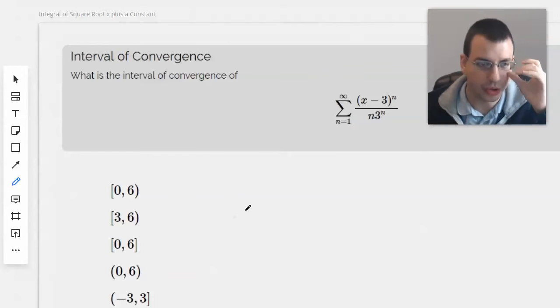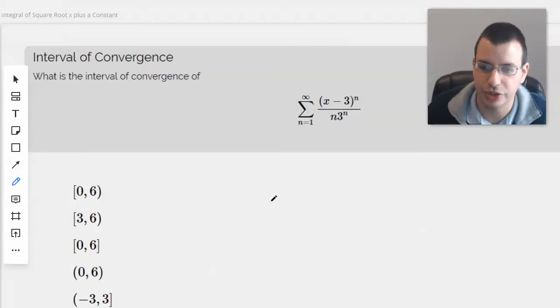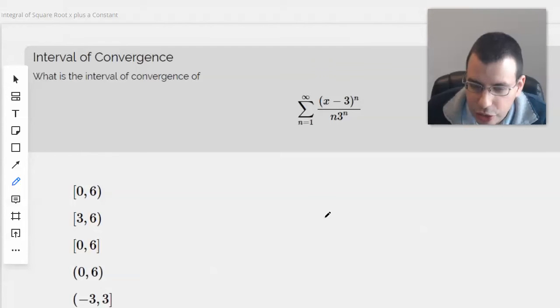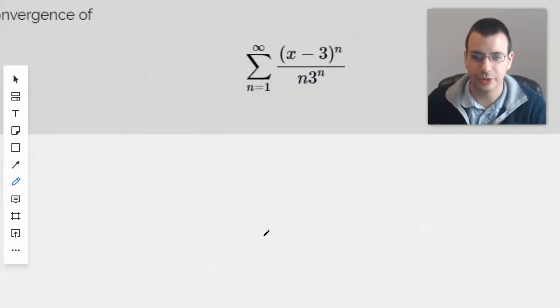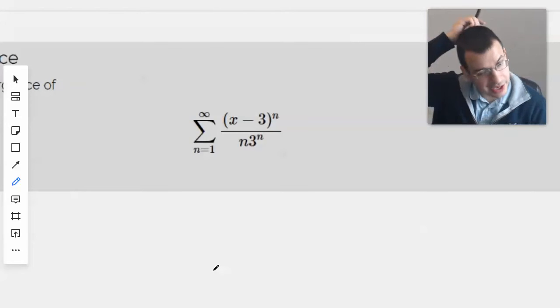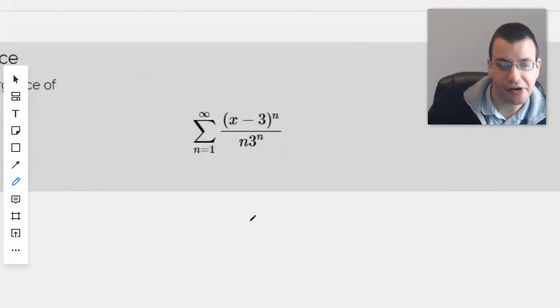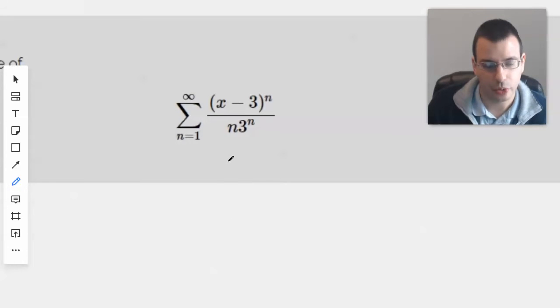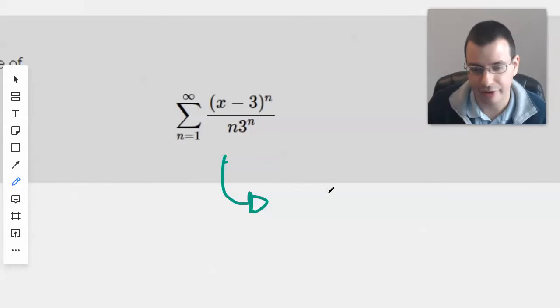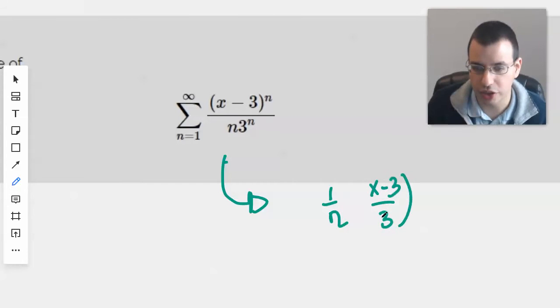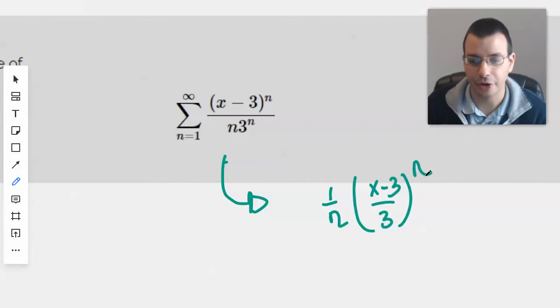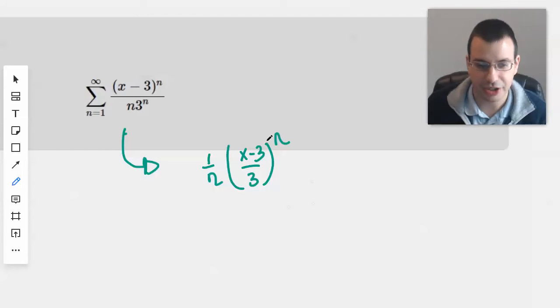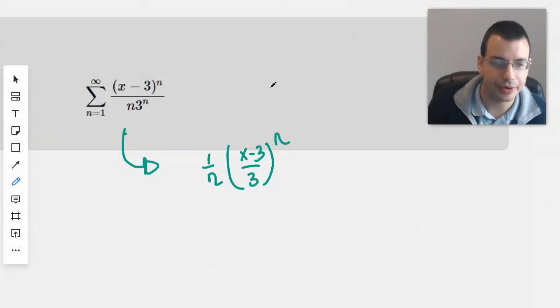Interval of convergence. What is the interval of convergence of the sum of (x minus 3) to the n over n times 3 to the n? Okay, so it looks like we've got two things going on here: a geometric series and a harmonic series. I'm going to rewrite this real quick as 1 over n, and we also have (x minus 3) over 3 to the n. So a geometric series, right here, with the summation symbol.